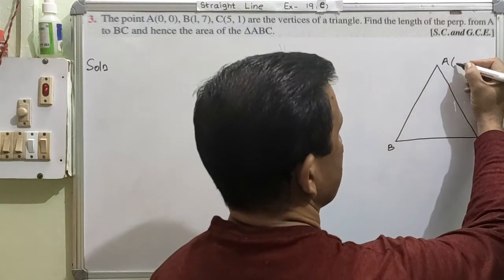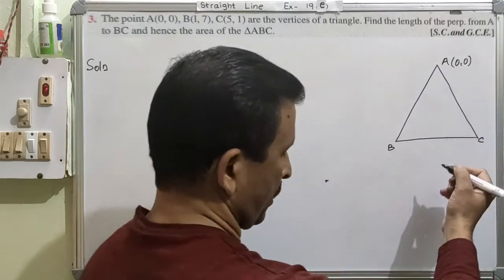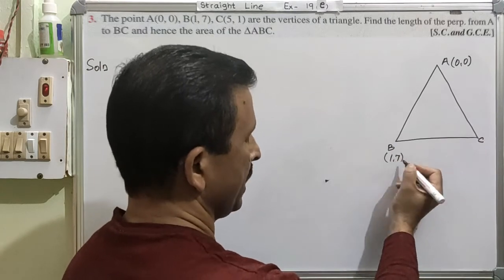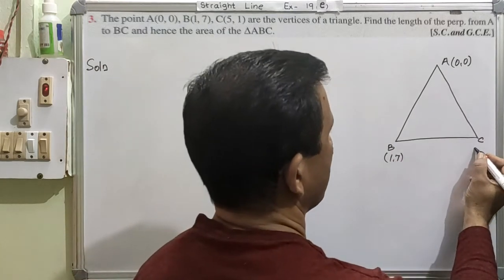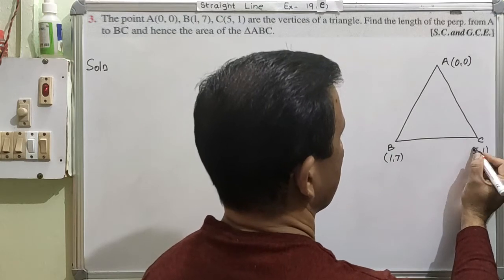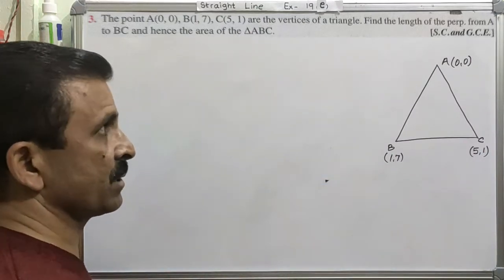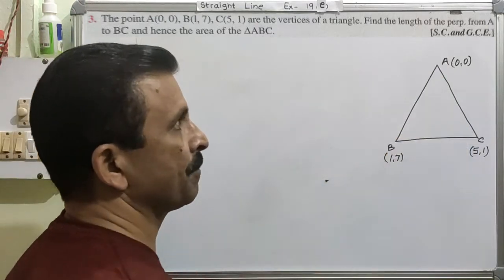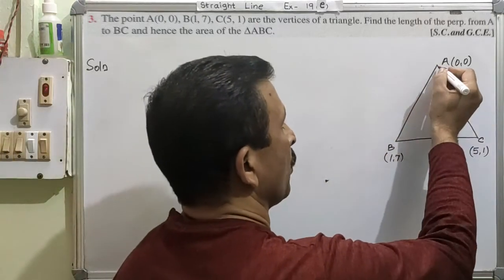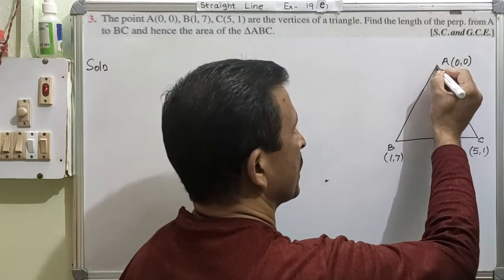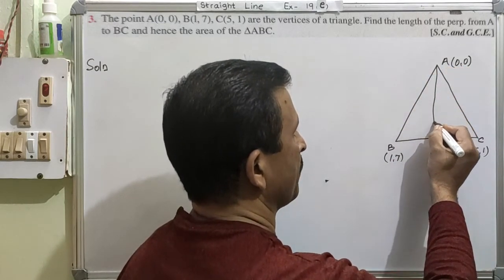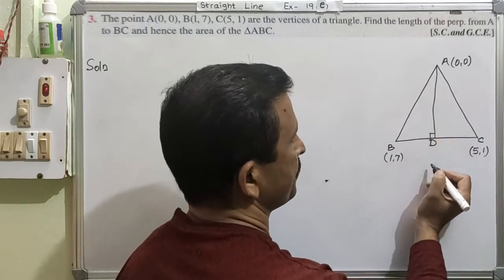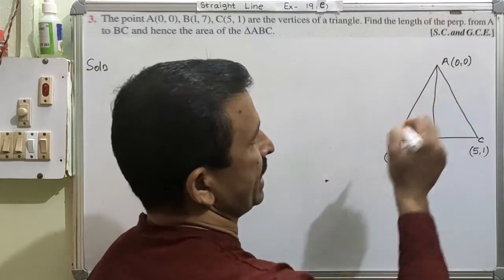So the coordinate of A is 0, 0. Coordinate of B is 1, 7. And coordinate of C is 5, 1. Now, the first question is, we have to find the perpendicular distance of the point A from BC. That means we are asked to calculate the perpendicular distance of A from BC, that is this distance. So let us name this point as D. So the question is to find the length of AD.